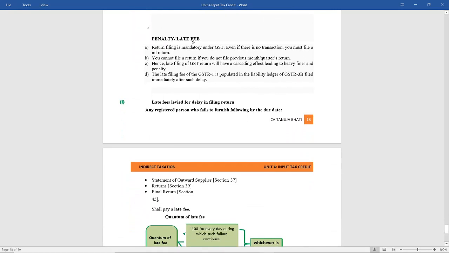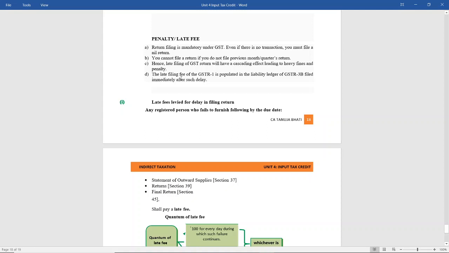Now what is the penalty or late fee? Return filing is mandatory under GST. Even if there is no transaction, you must file nil return. You cannot file a return if you do not file previous month's return or quarter. So if I have not filed August month's return, I cannot file September month's return. So I need to file first August month's return, then September month's return. Then late fee of GST return will be having a cascading effect, leading to heavy fines and penalties. So if I'm filing the GST return late, there is going to be late fee.